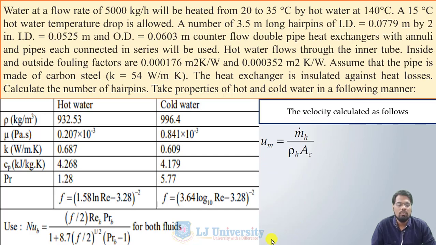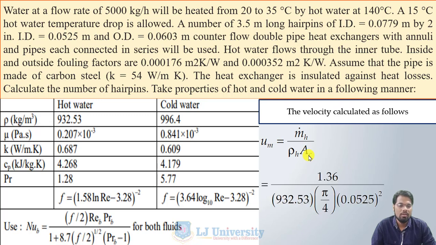Now to find out the value of Reynolds number, we need velocity. For the velocity, we have the equation: mass flow rate divided by density into area. We have the value of mass flow rate of hot fluid, which is 1.36. Now density. For the hot water, the density is given as 932.53 kg per meter cube, so from this table we put the value of density 932.53. Now the cross sectional area of the pipe is pi by 4 d square. Our inner diameter is available, 0.0525. This is the inner diameter. So solving this, we will get the velocity as 0.673 meter per second.